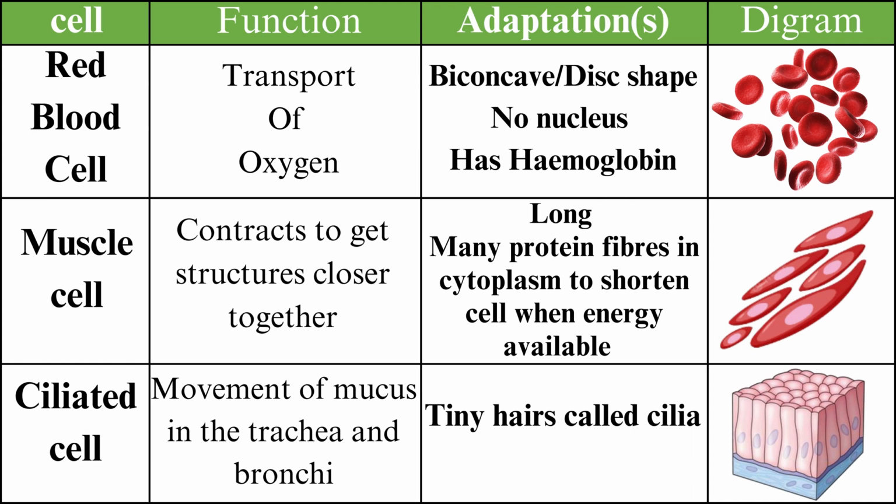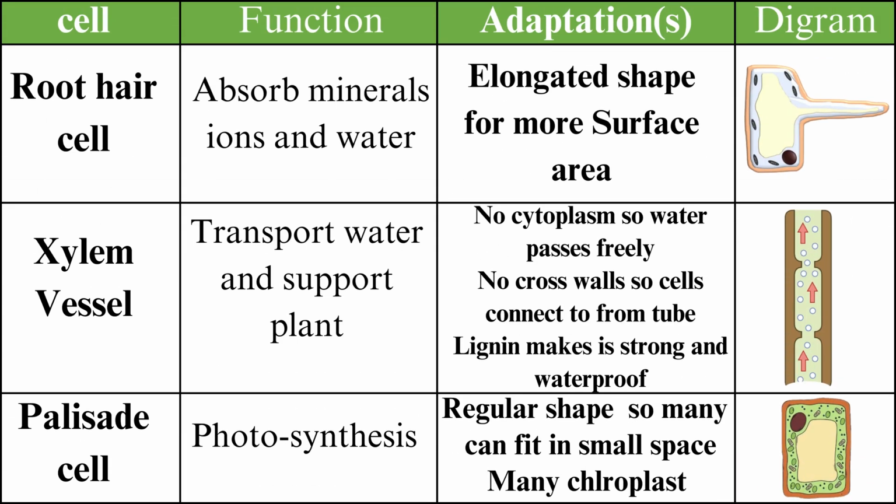Muscle cells contract to get structures closer together. Long, with many protein fibers in the cytoplasm to shorten the cell when energy is available. Ciliated cell, movement of mucus in the trachea and bronchi. Tiny hairs called cilia. Root hair cell, absorbs minerals, ions, and water. Elongated shape for more surface area.